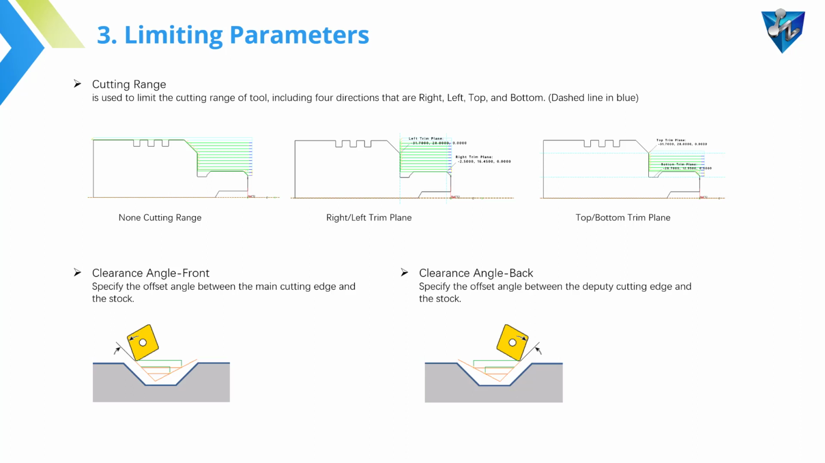Clearance angle is used to specify the offset angle between the cutting edge and the stock, including the main and deputy edge. In most cases, you can use the default parameters without any issues.